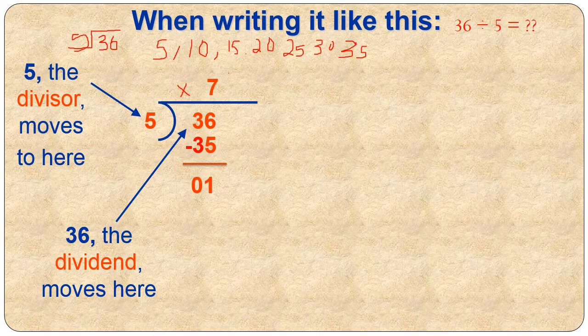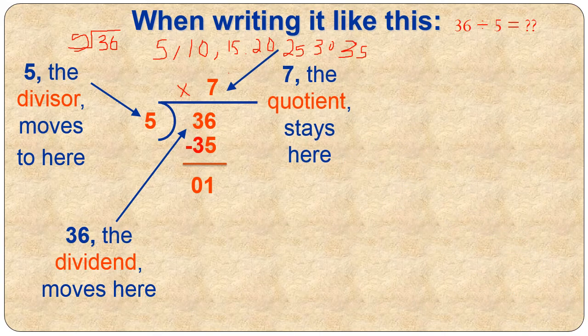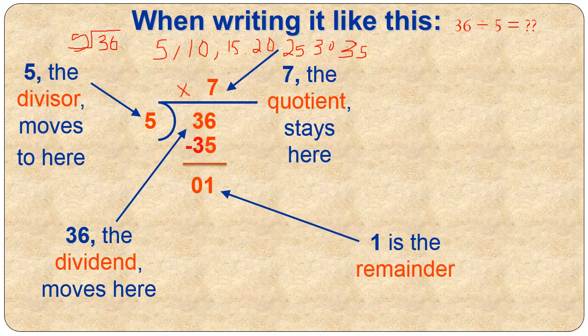How many bars of chocolate do I still have? I will give each of my 5 friends 7 bars of chocolate. So the 7 here above the share is called what? 7 is called the quotient. The quotient is the result of dividing 36 by 5. And this one, the number 1, is the remaining, what remained from the bars of chocolate.